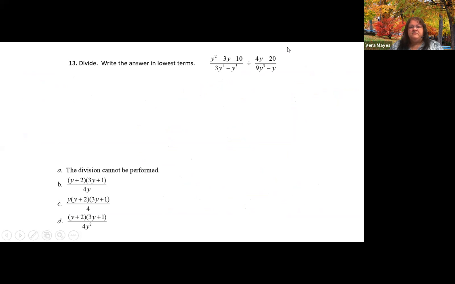Ooh, this one's got lots of factoring. Nice. Okay.